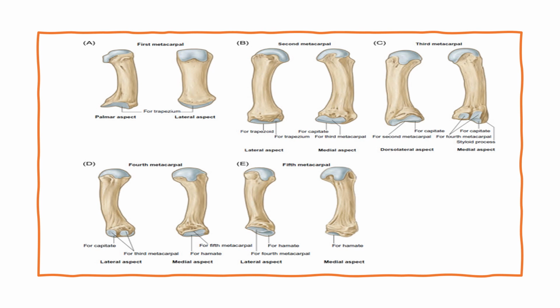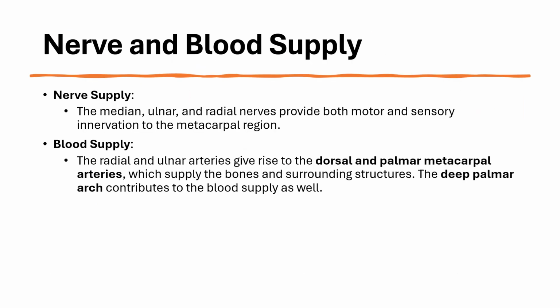When we see the third metacarpal, we find that it articulates only with the capitate bone. When we see the fourth metacarpal bone, we find that it articulates with the hamate and also has a minor articulation with the capitate bone. The fifth metacarpal bone, the little finger metacarpal, articulates with the hamate bone and forms a joint with it from its base.